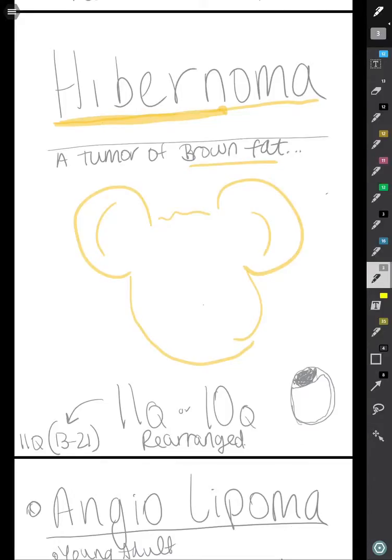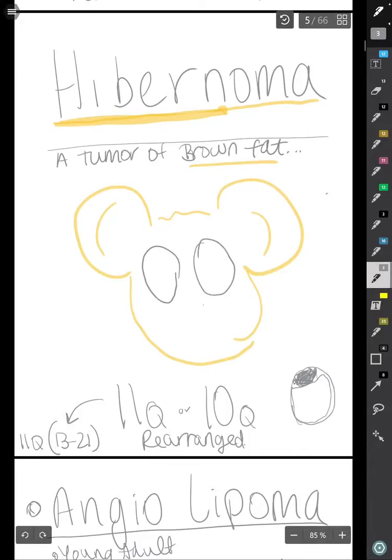So hibernomas, or the brown fat, is different in that, so here's the big eyes, it has a centrally located nucleus. Oftentimes you can see this big prominent nucleolus, which is this area here. And then there's kind of these little fibrous septae. It's a little bit more pink whenever you're looking at the actual histology picture. So that's kind of how I like to visualize it here.